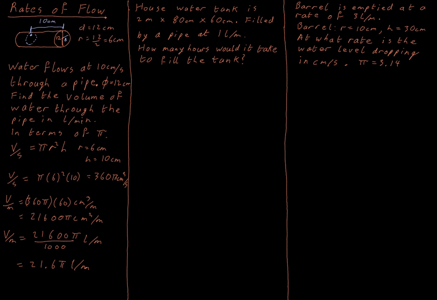So there's lots of information here that we need to be careful of. We're asked for a number of hours, but we're given a flow rate in minutes. And we're given this as 2 meters, but we can see everything else is in centimeters, so we convert that to 200 centimeters. So let's get into what we would need to do.